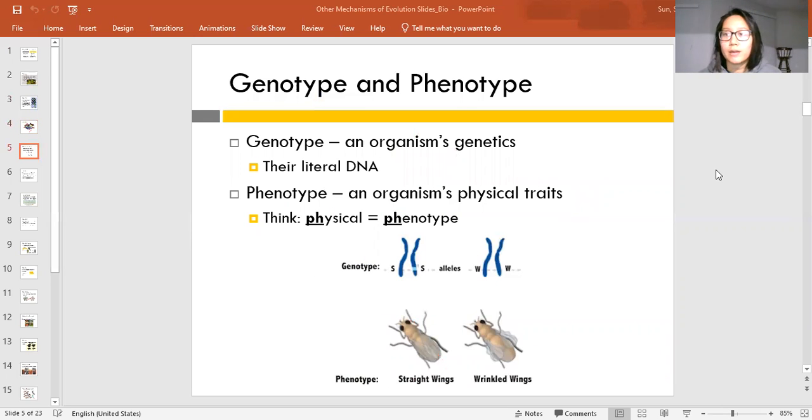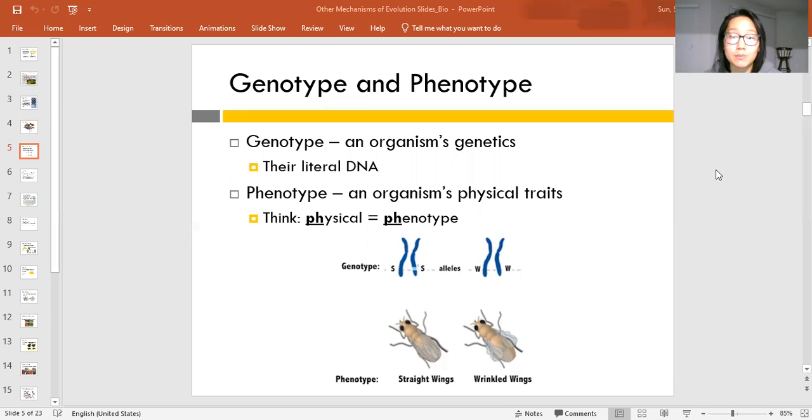Here we have another term. We have the term genotype and we have the term phenotype. Okay, genotype is the literal genetics of an organism. So when we say gene pool, we're talking about genotypes, right? We're talking about their literal DNA, like the strands of information that code for their existence.